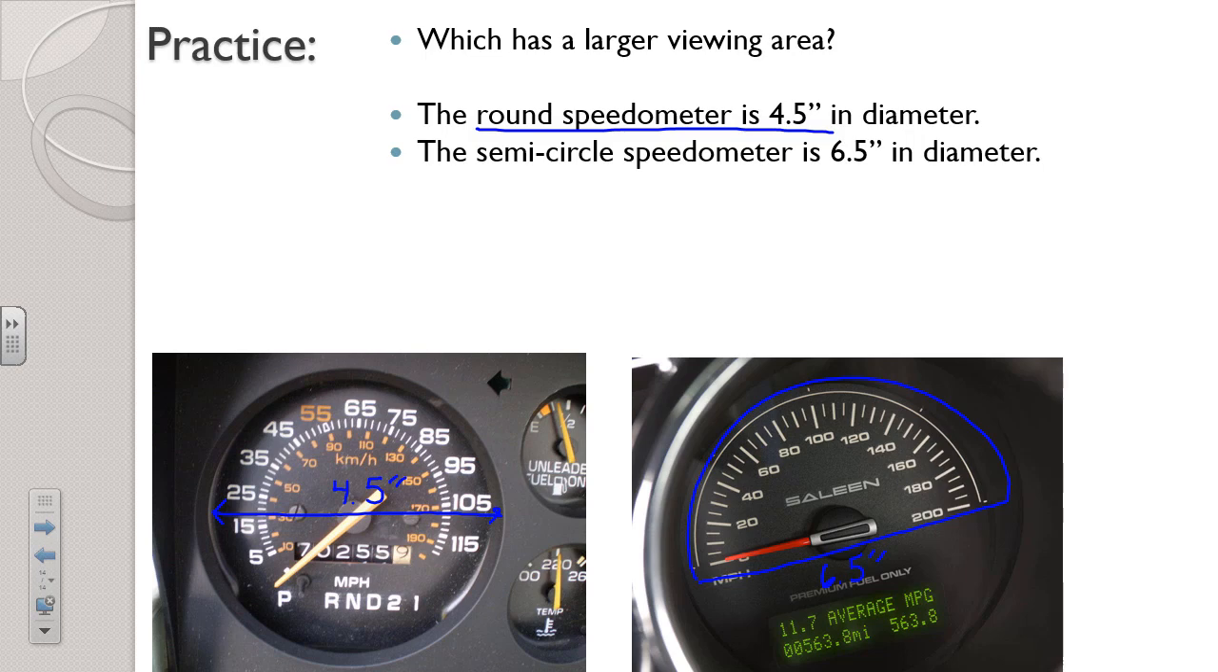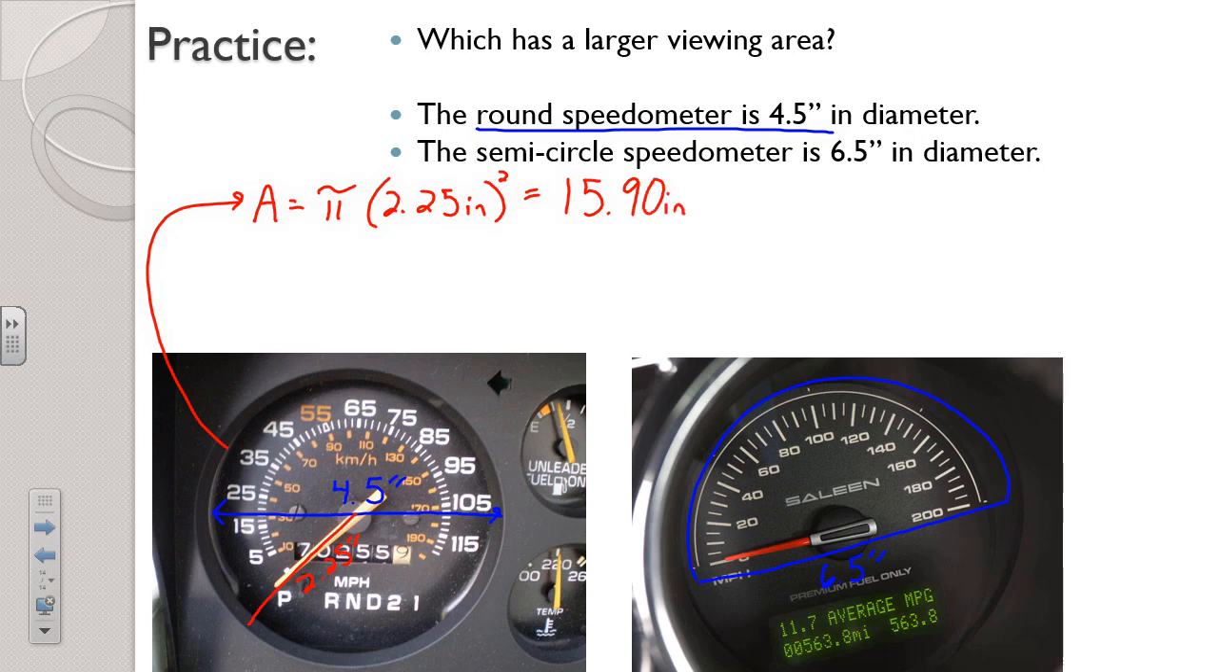Okay, here we go. The one on the left has a diameter of 4.5 inches, and I think that you would agree then that it has a radius of half of that, or 2.25 inches. That means its area is pi times 2.25 inches squared, which is 15.90 square inches. There's the area of the one on the left.